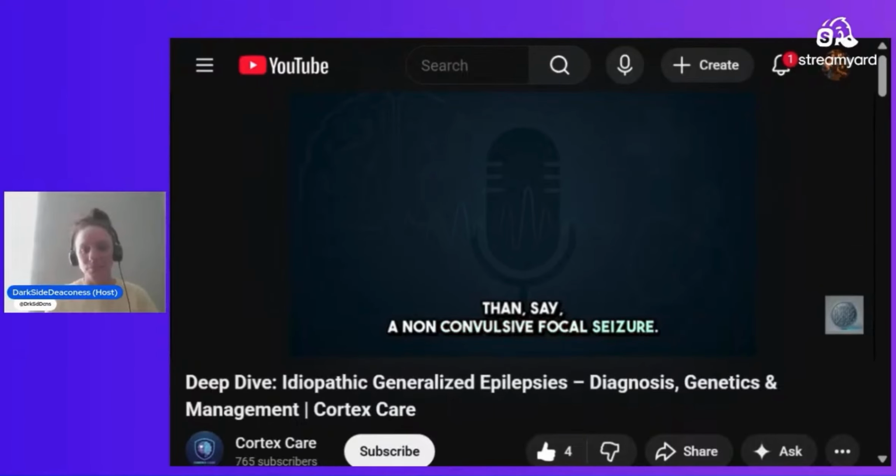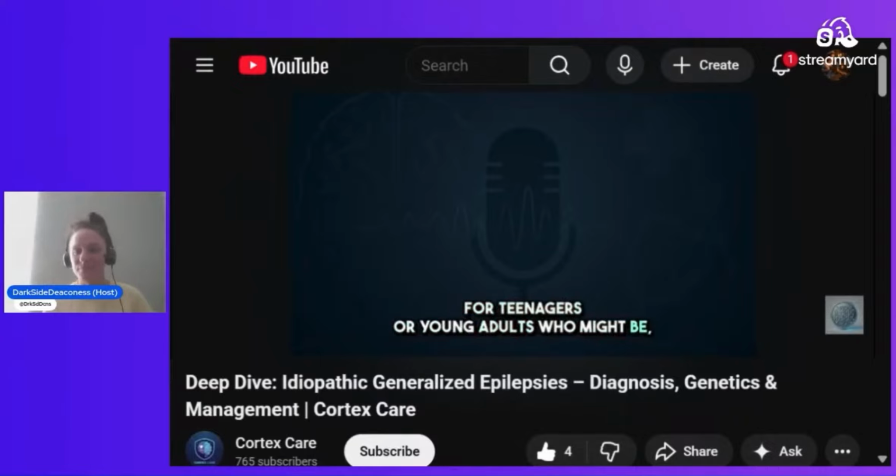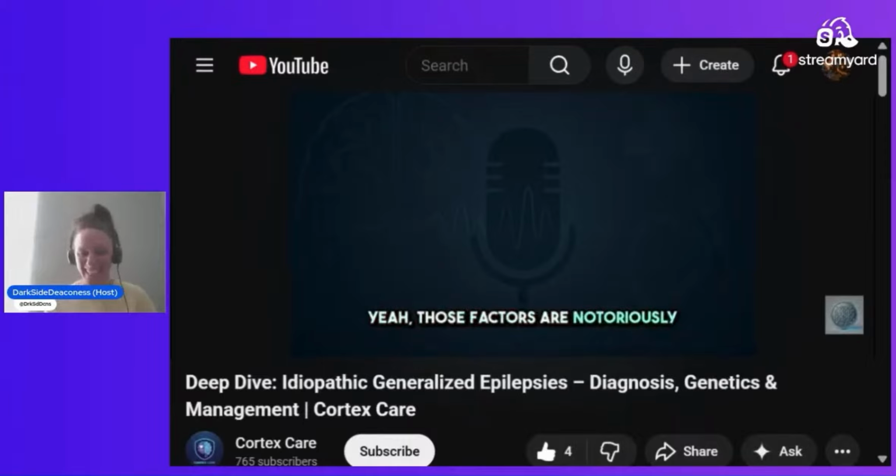Non-convulsive focal seizure. That makes sense. So what helps prevent those breakthroughs? Well, the article really hammers home the importance of medication adherence. Taking meds consistently is crucial, and lifestyle factors, getting enough sleep, avoiding excessive alcohol, these are huge, especially for teenagers or young adults who might be testing boundaries. Yeah, those factors are notoriously tricky in that age group.